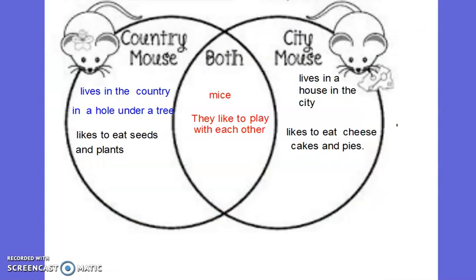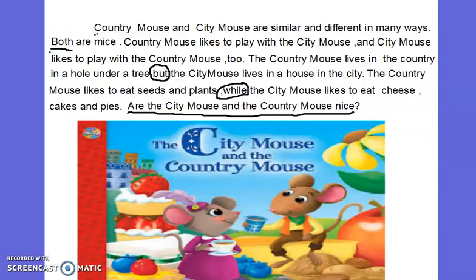Now, open your writing copybook and draw this diagram and write the sentences in it, and then copy this paragraph.